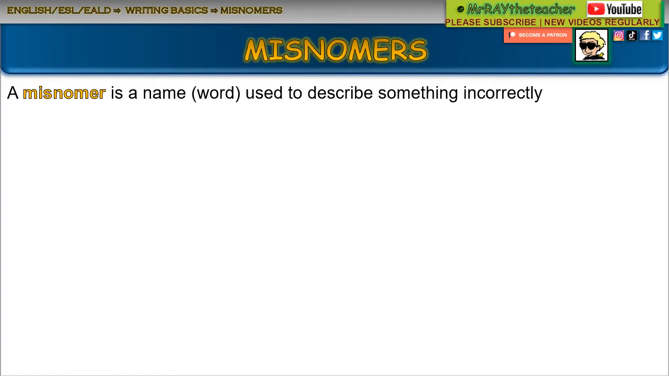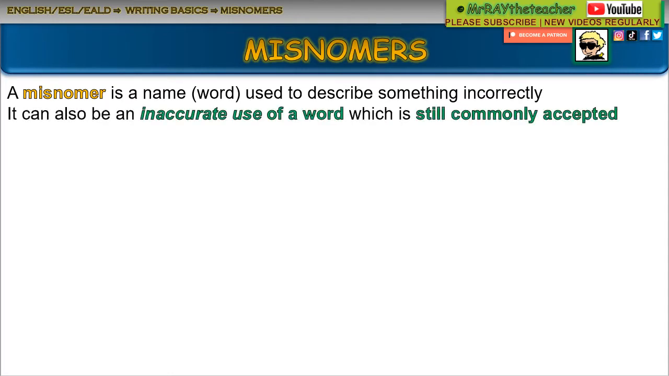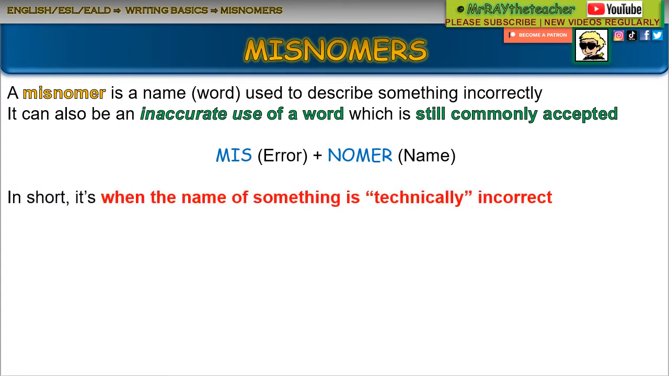A misnomer is a name or a word used to describe something incorrectly. It can also be an inaccurate use of a word which is still commonly accepted, basically what society will dictate. It comes from these words: mis equals error, nomer equals name. So in short, it's when the name of something is technically incorrect.